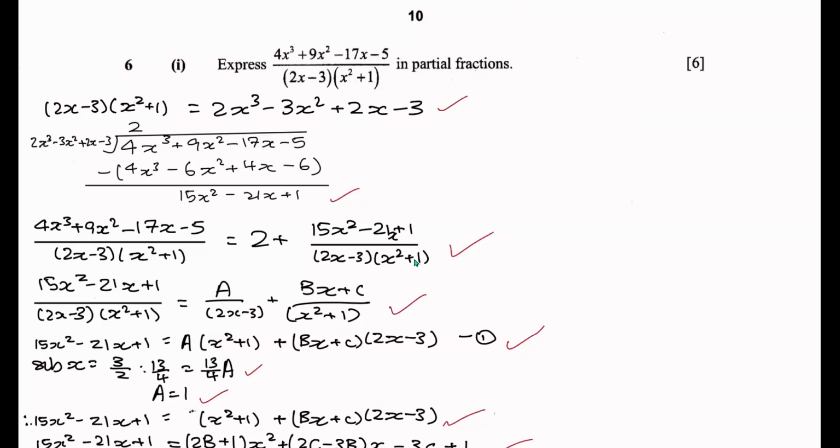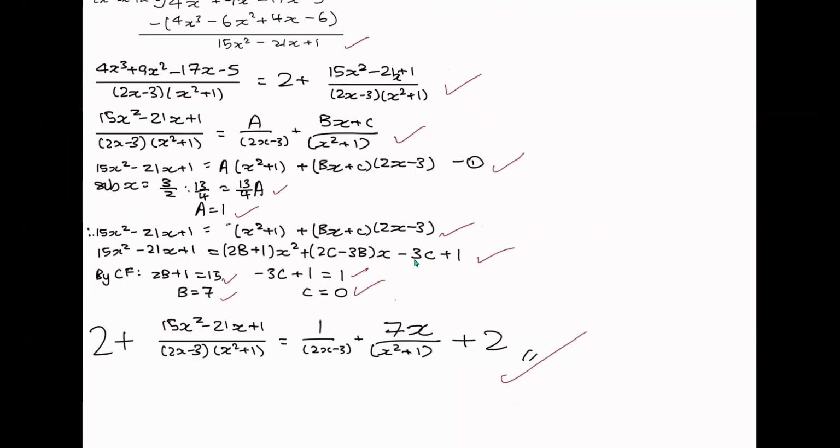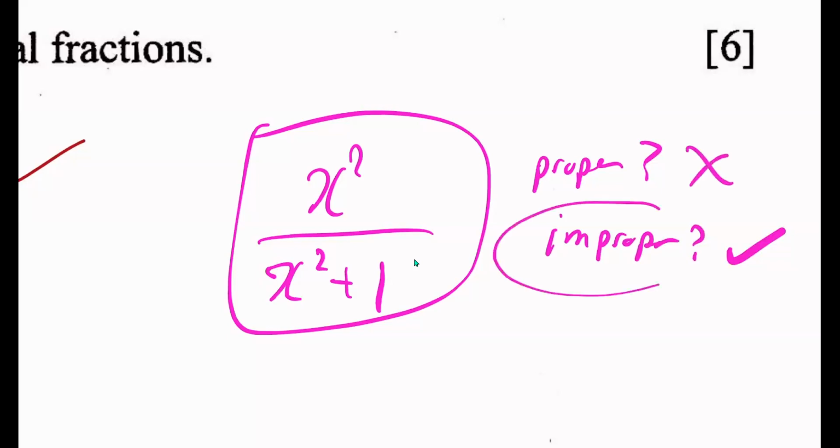Okay, but yeah, partial fractions topic. Very good. Nothing to say. When you see improper... Oh, by the way, x squared over x squared plus 1. Is this proper or improper? This is improper. Very good. Okay, well done. Please remember this. Yes, it's improper. Why? Because the degree is equal.